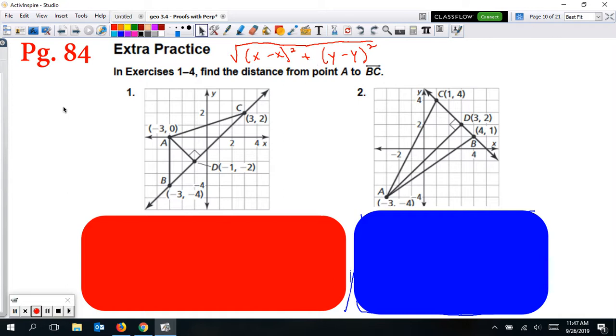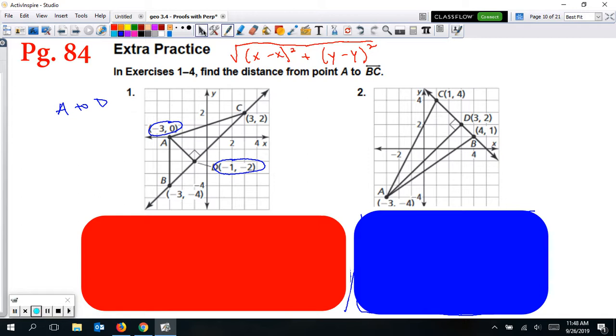So for number 1, we're wanting to find the distance from A here down to this line. So we're not going to do A to C or A to B. We're going to do A to D. So here's what we want to do from A. We want to do from point A to point D. That's the distance. So we want to use these points right here. So -3, 0. And we want to use this one here, -1, -2.